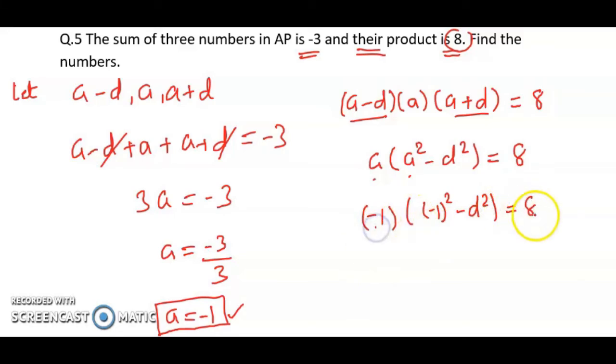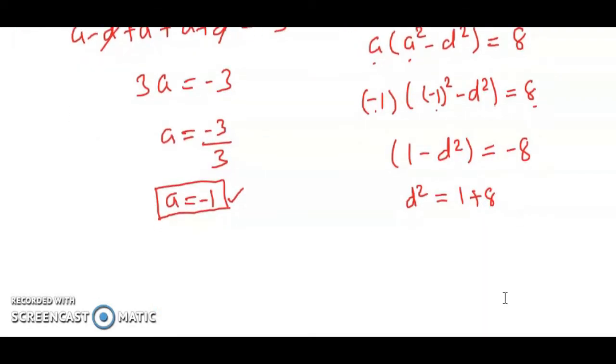So this minus 1 goes to this side, so here minus 1 squared, that will be 1 only, minus d square equal to, here this minus 1 will go to this side, so it becomes plus 8, it becomes minus 8. So here we get d square equal to 1 plus 8. So we get the value of d square is 9, so we will get d equal to plus or minus 3. We will get two values of d. D may be plus 3 or minus 3. So here we get d equal to plus 3 and d equal to minus 3, two values of d.